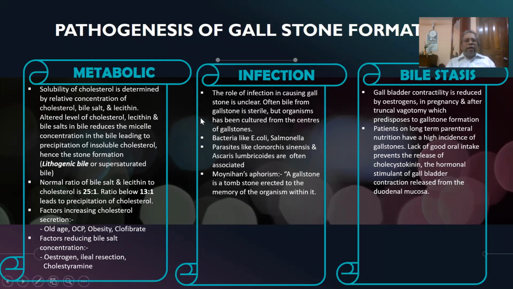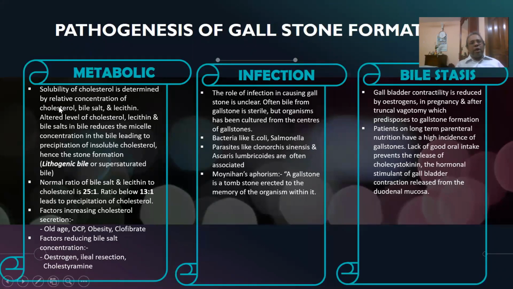The theories are, in case of the metabolic one, you look, the solubility of the cholesterol is determined. How far the cholesterol is soluble within the bile is determined by the relative concentration of cholesterol, bile salt, and lecithin. These three things have a proportionate relation to each other and cause the cholesterol to dissolve within the bile.